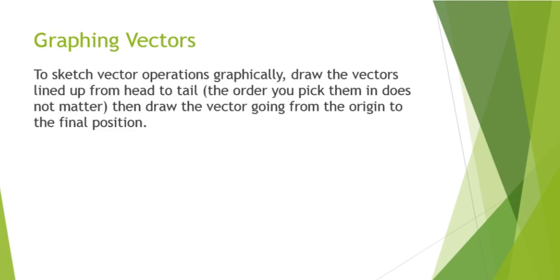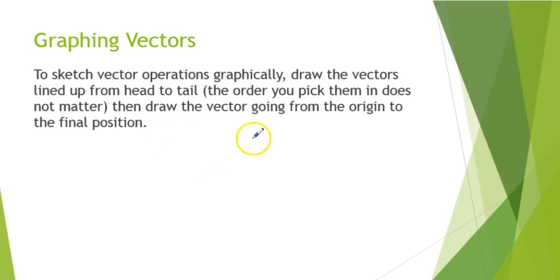The last thing we're going to look at is another way to perform vector operations. We did vector operations in the last section of notes where we talked about how you can add two vectors together or how you can multiply the vectors by a scalar number. So another way that you can perform vector operations is by drawing the vectors and lining them up from head to tail. Now, the order that you pick the vectors in does not matter.